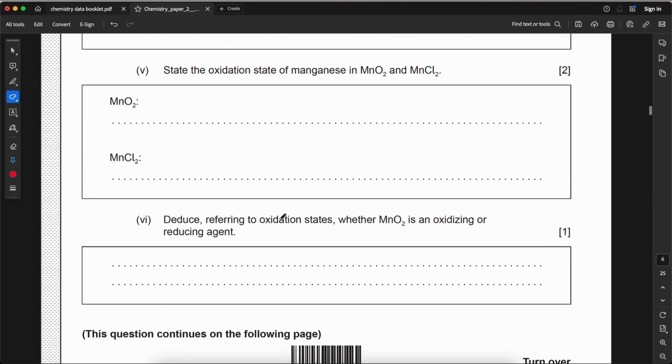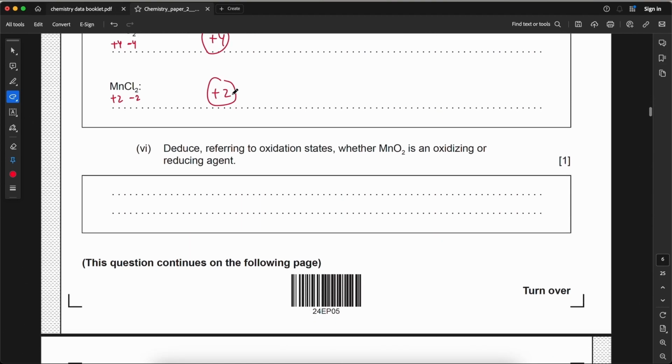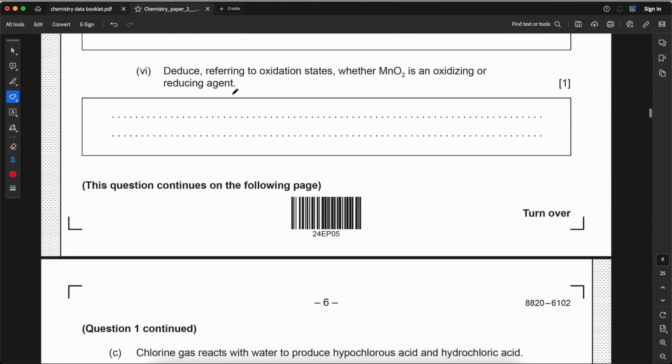State the oxidation state of manganese in MnO2 and MnCl2. So this is -4 because -2 times 2, so this will be +4, should be 0. So this +4, and this one -2 because Cl is -1 times 2, so this one is +2. Be careful, not 4 plus or 2 plus. You will not get a mark if you write it in that way.